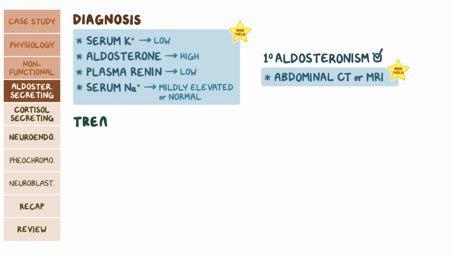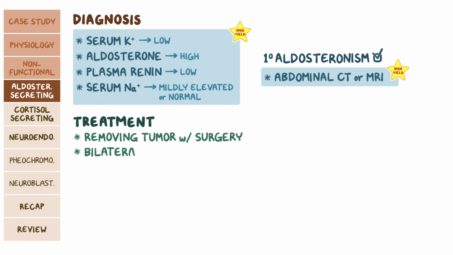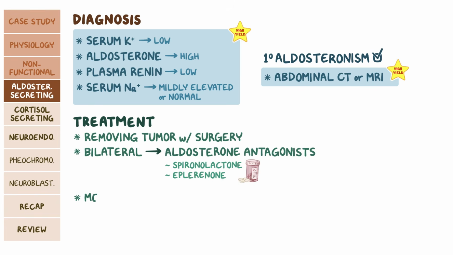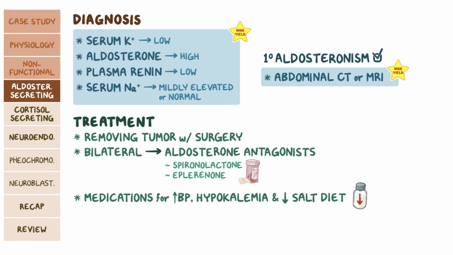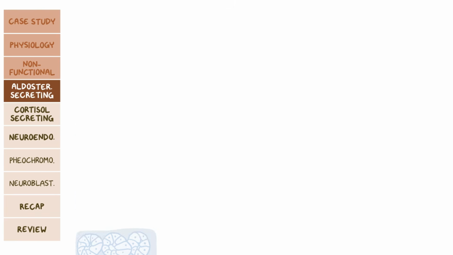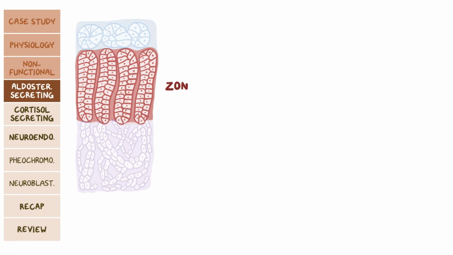Some cases may be treated by removing the tumor with surgery. In case of bilateral tumors, treatment is typically with aldosterone antagonists, such as spironolactone or eplerenone. Other medications for high blood pressure, hypokalemia, and a low-salt diet may also be needed, especially before surgery. Next, the tumors that secrete cortisol typically originate in the cells of the zona fasciculata.